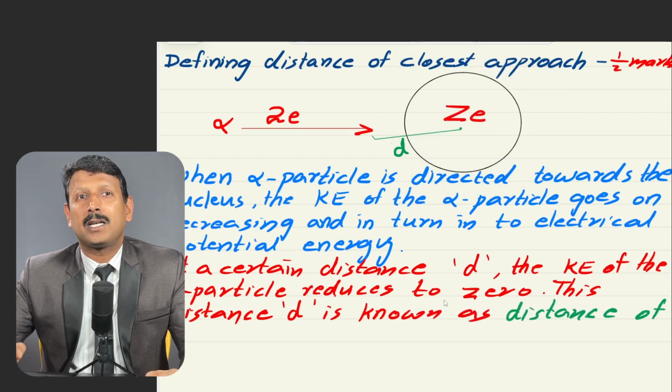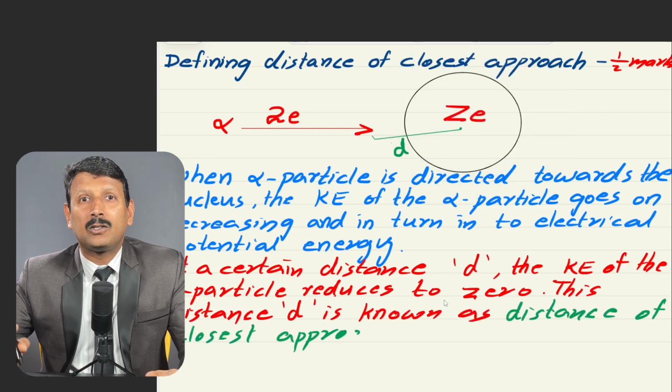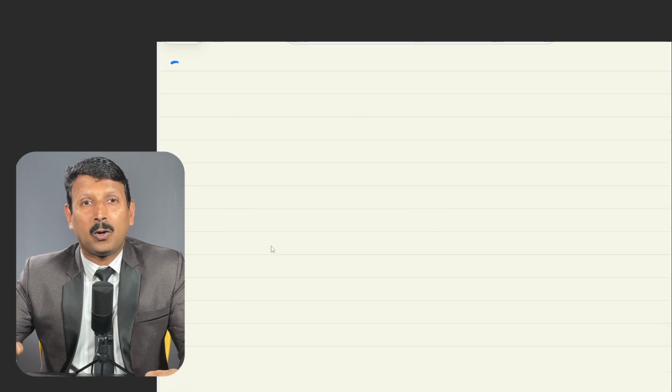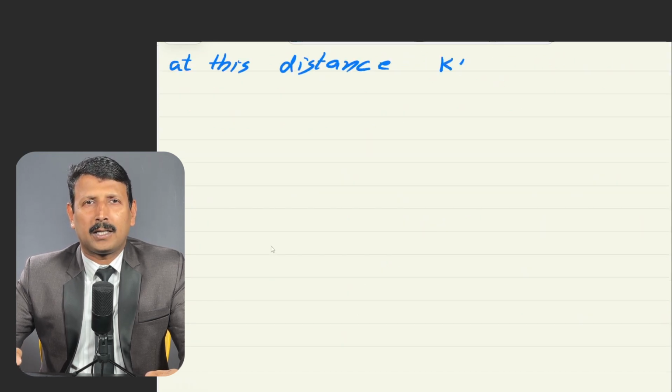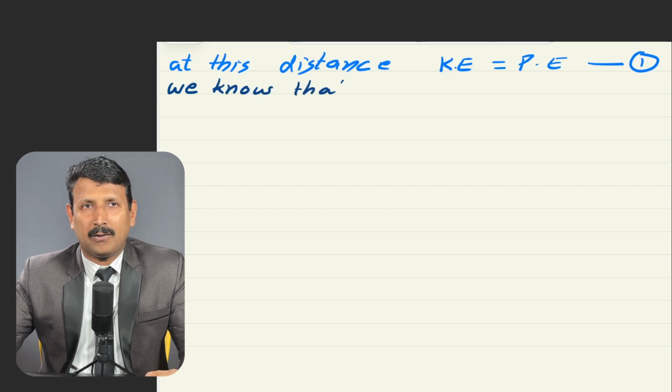Where it becomes 0, the distance from there to the nucleus is known as the distance of closest approach. We use the small letter d to represent it. This is the half mark part, just a definition. You can write it your own way, but this is the concept. And we continue for the next 1.5 marks.